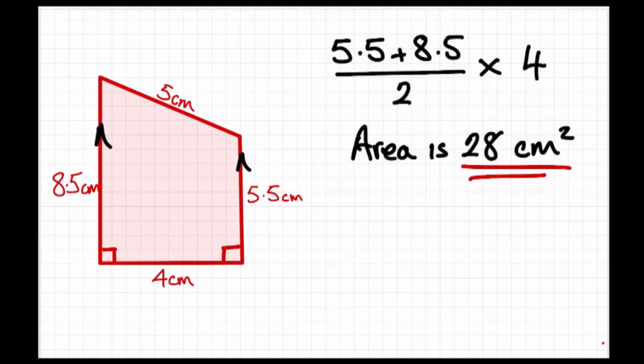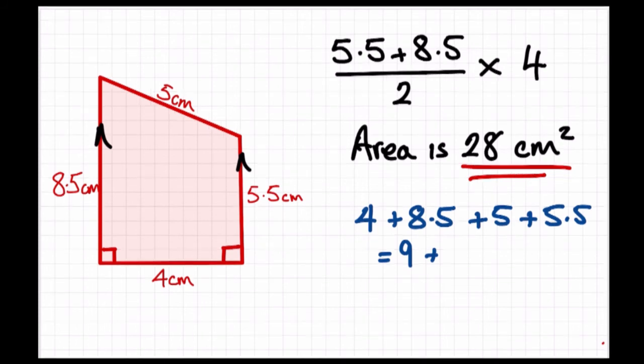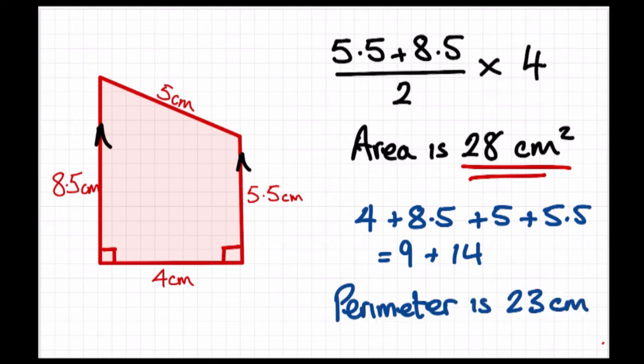Now the perimeter is all of these added together. 4 plus 8.5 plus 5 plus 5.5. I'll add together the whole numbers first. 4 and 5 are 9. Then I'll add together 9 and 5, which is rounding up the 8.5 and rounding down the 5.5. So that's 9 and 5 is 14. So that will give me 23. And that will be in centimetres because it's a length. There we go. Time for you to have a go.